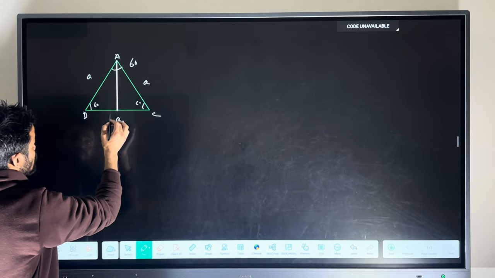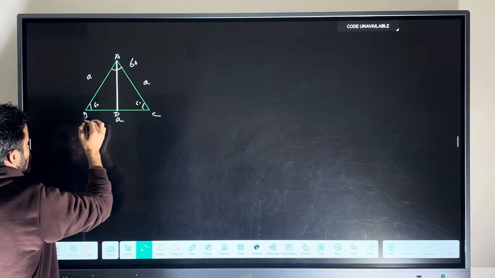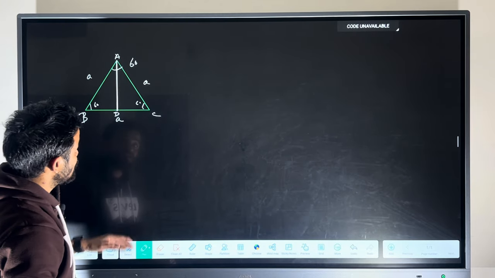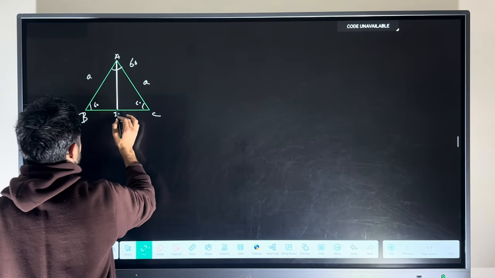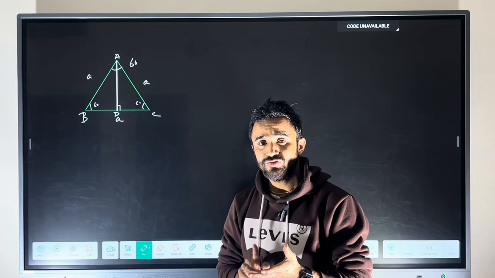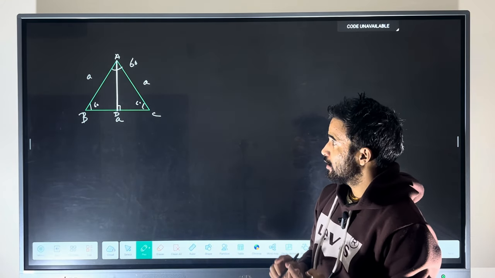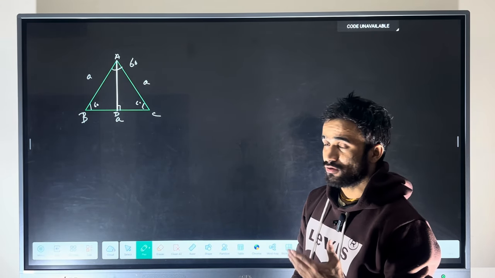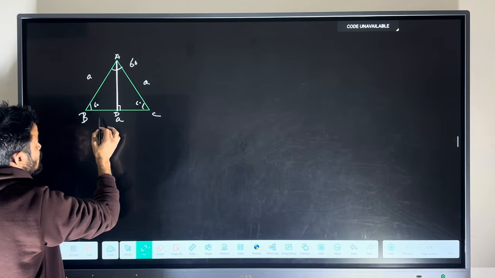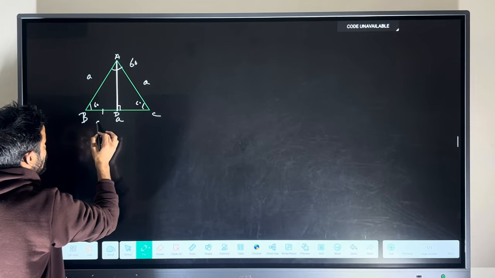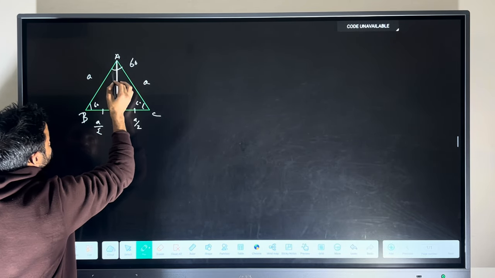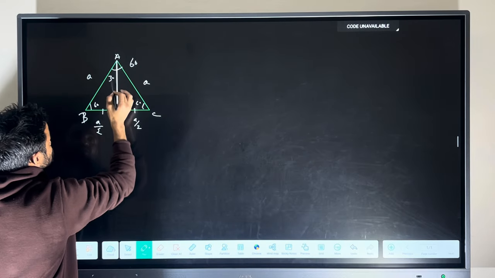Now suppose this is D, and AD is the altitude. As we know, in an equilateral triangle, the altitude, median, and angle bisector coincide on the same line. So it will be altitude as well as angle bisector as well as median. If this is the median, this side will be A by 2, and this side will also be A by 2. The whole angle is 60, so this angle will be 30 degrees.